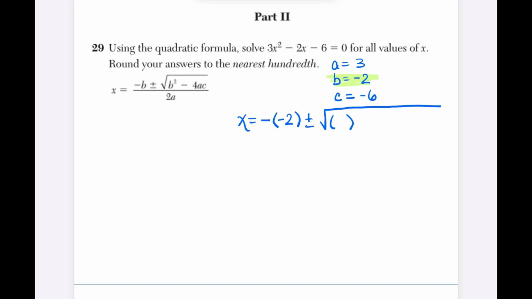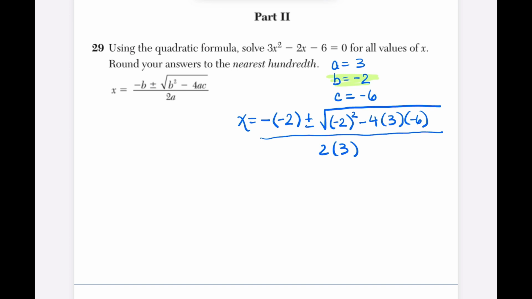Anytime you substitute a value, put it in parentheses. So b is negative 2, so I'm writing negative 2 in the parentheses, and the exponent goes outside of the parentheses. So that's b squared. Then the formula says minus 4 times a times c. So I'm going to replace my a with 3. I'm going to replace my c with negative 6. And all of this, including the negative 2 plus or minus, is being divided by 2 times a. And my a value was 3.